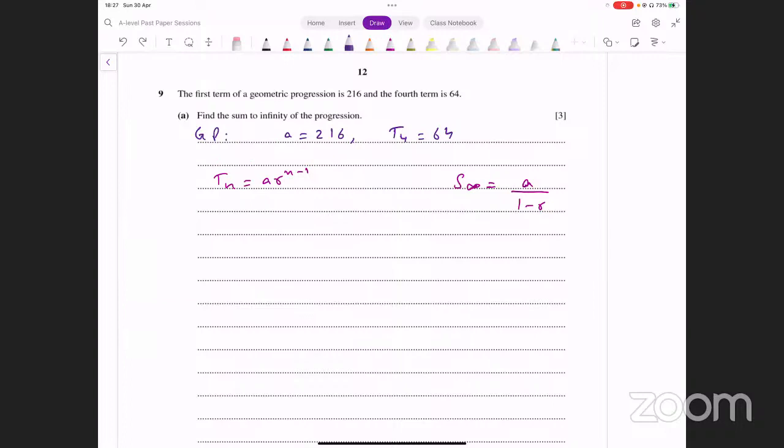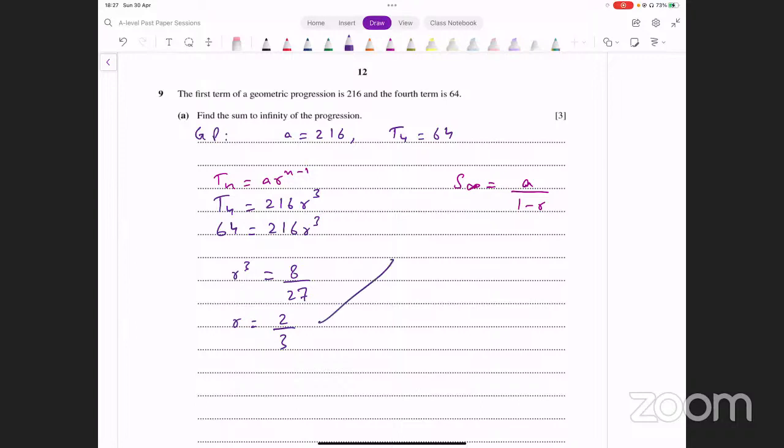इसमें fourth term अगर आपने find करनी हो, तो क्या होएगा? T4 is going to be a, which is 216, into r, which is unknown, raised to power 4 minus 1, which is 3. T4 हमें पता है इसकी क्या value है? 64. इसको यहाँ पे input कर दें. 64 equals 216 r cube. Let's figure out what r cube turns out to be. 64 divided by 216, that's giving me 8 over 27. Take cube root of that, and that would give you 2 over 3 as the result. ठीक है? रेशियो आ गई 2 over 3.